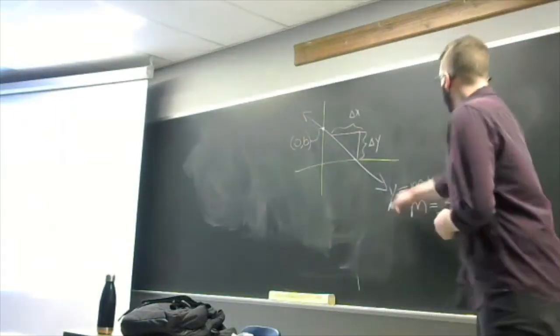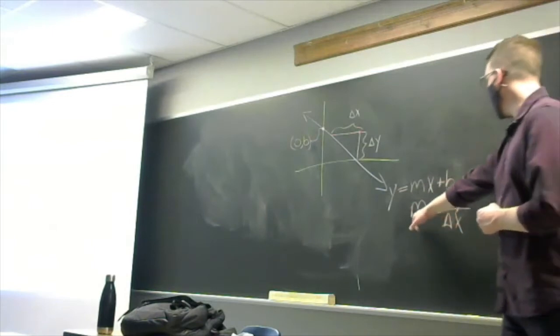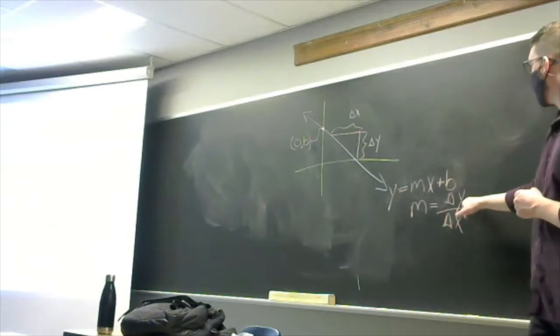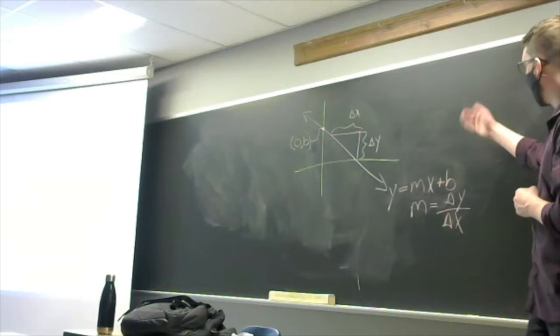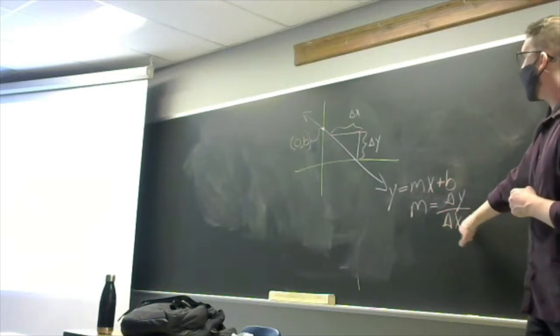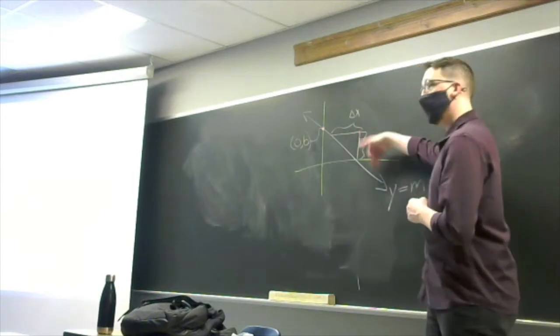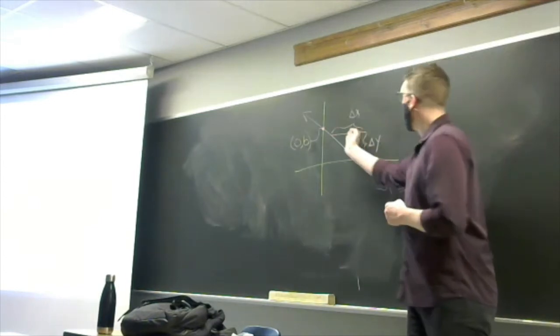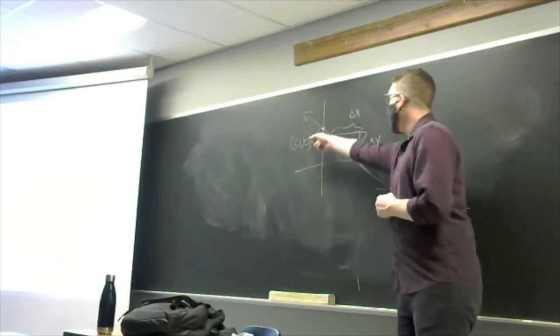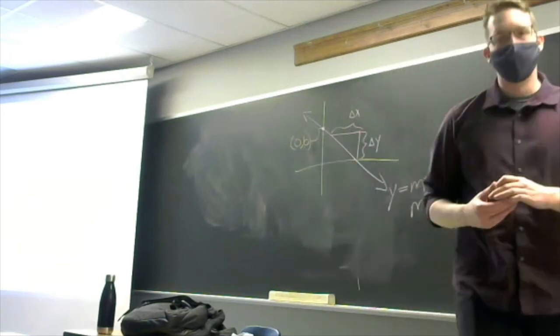Having said that, voila, slope-intercept form of the equation of a line: y is equal to mx plus b, where m is equal to the change in our rise over the change in our run. So how much we go up compared to how much we go over, and then again, that intercept.